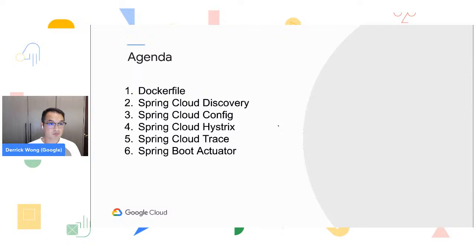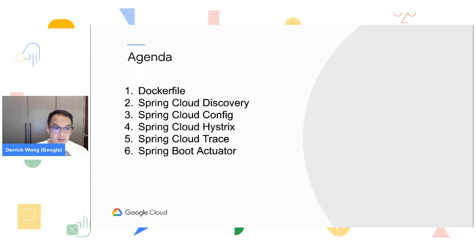Right, that's what I'm going to talk about. I'm going to talk about the Dockerfile, or the Spring Boot application packaging. As you know, in Kubernetes you have to use a container image, and very likely you're going to use a Dockerfile. We're going to talk about the pros and cons, and if there's any alternative. And as mentioned, I'm going to talk about a few popular frameworks. If you develop microservices using Spring Boot, you're probably using Spring Cloud Discovery, Config, Hystrix, and distributed tracing. I'm going to talk about Actuator as well. For Spring Boot applications running on Kubernetes, there are a few hints that you may want to know.